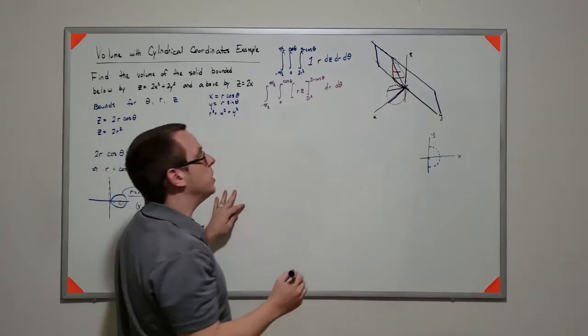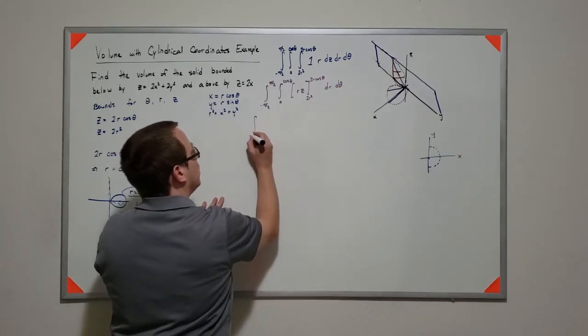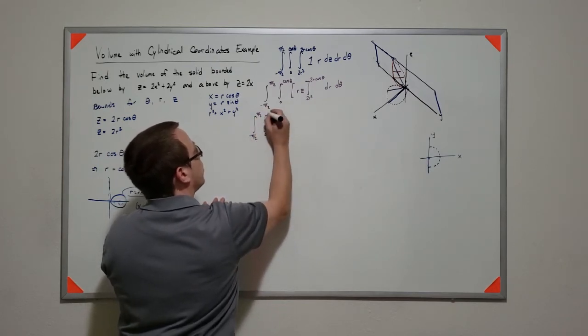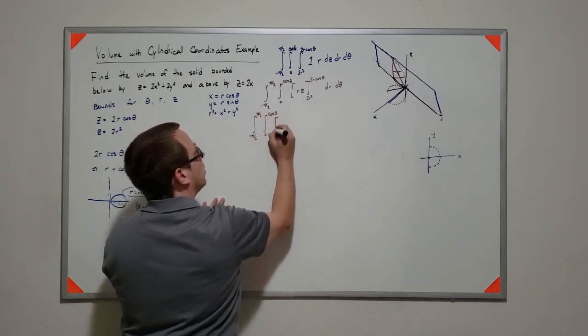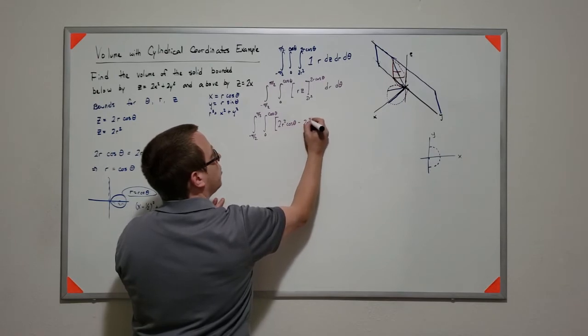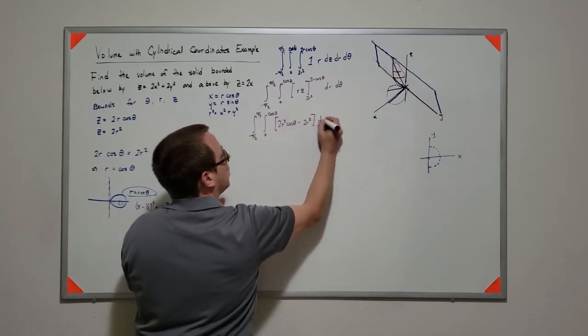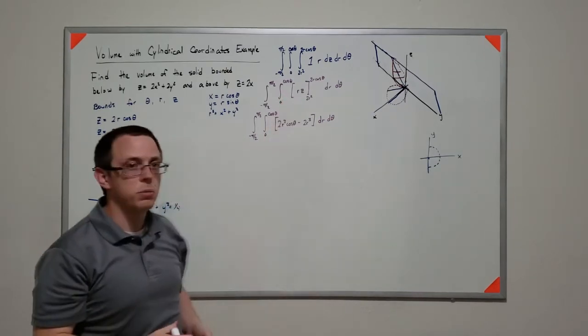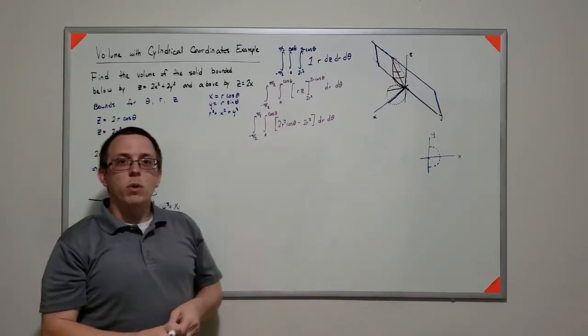And when we sub in for Z, what we get is negative pi over 2 to pi over 2, 0 to cosine of theta, 2R squared cosine theta minus 2R cubed dr d theta, right? We just sub in for Z. Simple enough. Now we want to continue on.